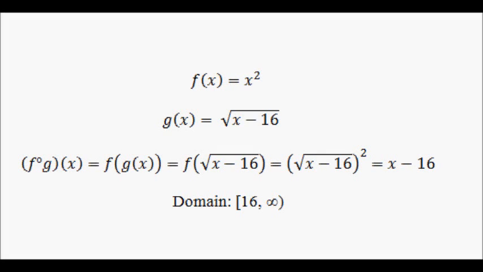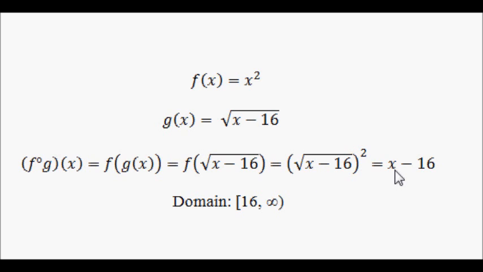The first one concerns f of x equals x squared, g of x equals square root of x minus 16, and the question was to find the composition of f and g, and to also find the domain. Well, most folks did the composition correctly, that f composed with g is equal to f of g of x, which is equal to f of square root of x minus 16, which would then be equal to square root of x minus 16 squared, which is then x minus 16.